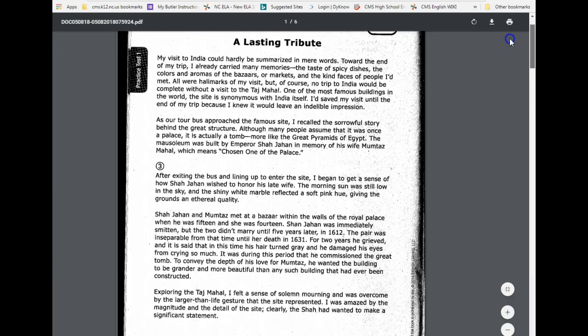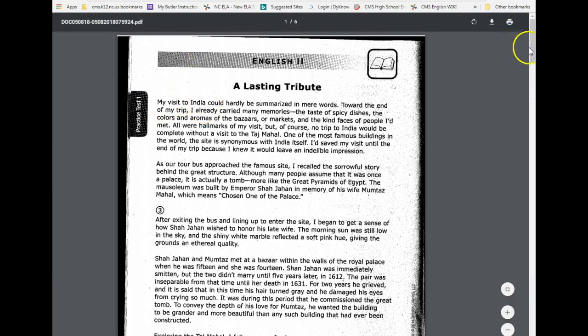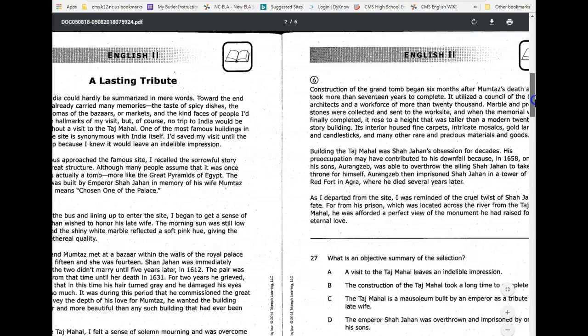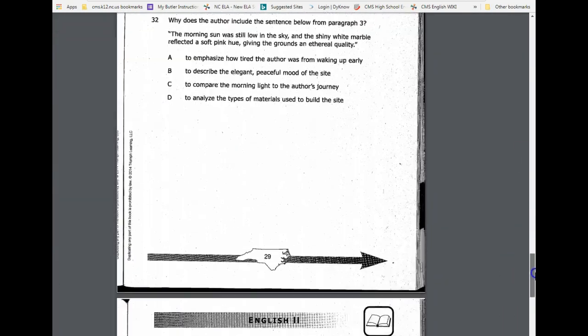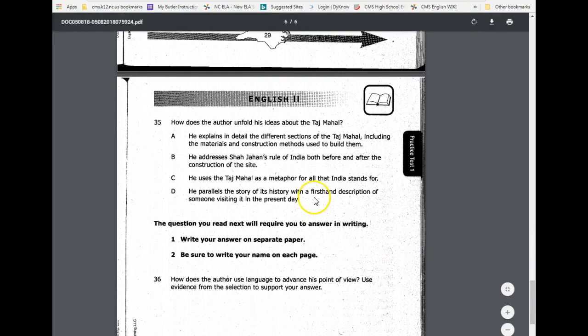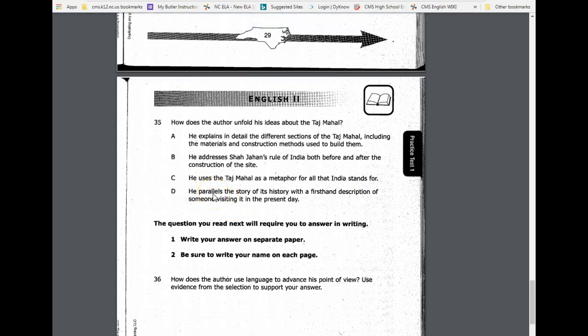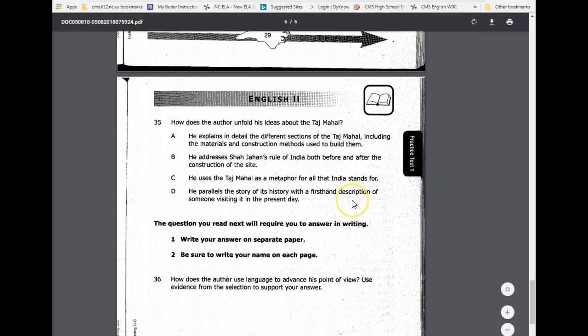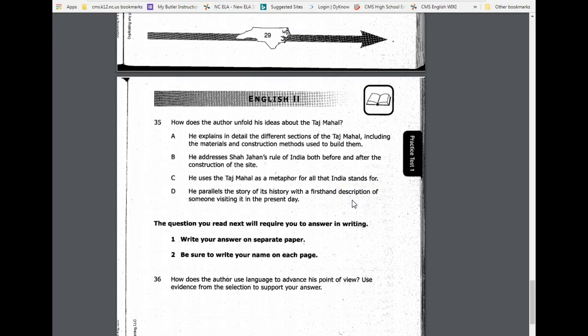Let's go back to the first page. It starts, "My visit to India," and it ends, "As I departed from the site." So, I know that there is something right in this first-hand description of someone visiting. So let me look at this again. I'm not really sure what parallels means, but a lot of the passage does deal with history, the history of the Taj Mahal, and it is certainly true that the passage includes a first-hand description of someone visiting. So this is going to be my answer choice, D, and it is the correct answer choice.